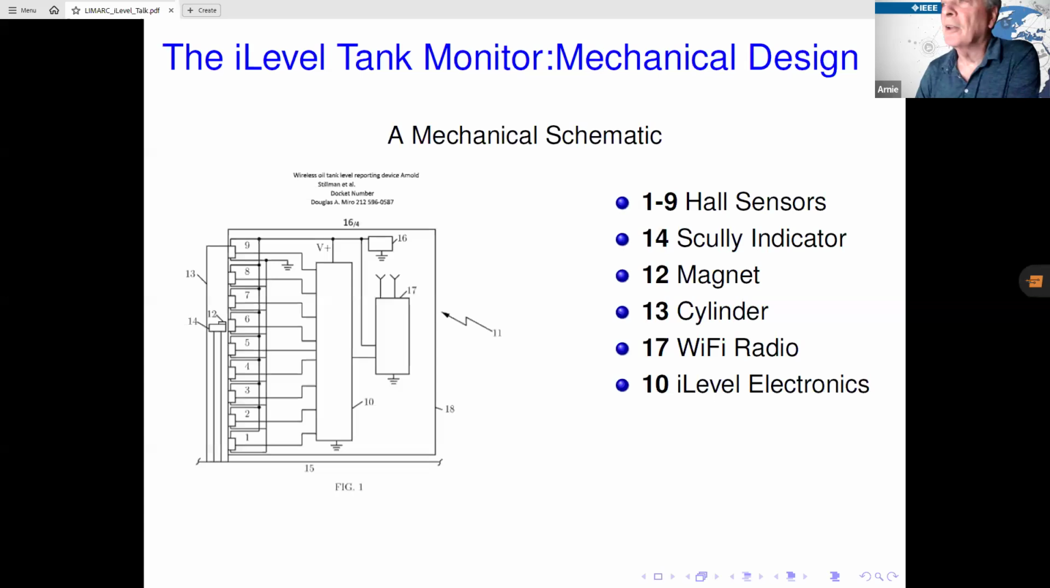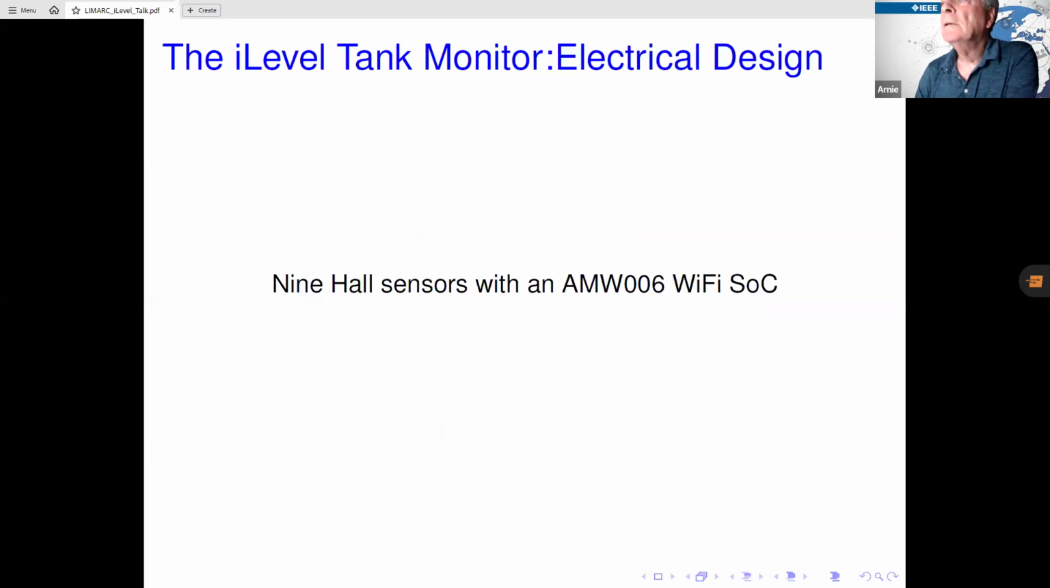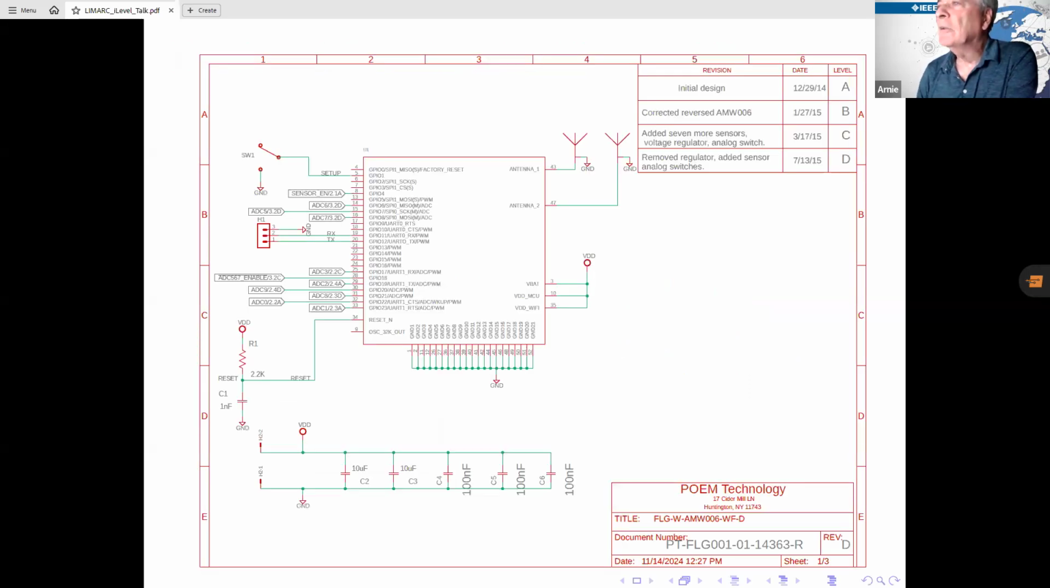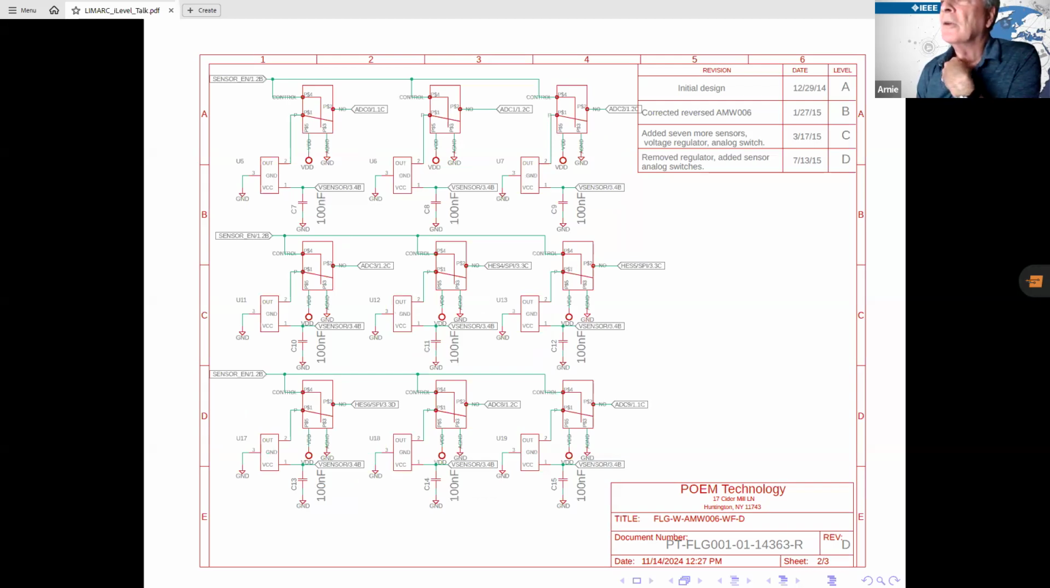Oh, I'm sorry, I mistook. It's not a cellular radio for our Hall sensors. It was a Wi-Fi radio. The actual Wi-Fi radio that we use is an AMW0006, which was made by the Zentri Corporation. That's now Sierra Wireless. The actual design of the circuit is here. That's the radio interface that you see there, with some power supply bypassing. And you can see the ADC channels on the left. This is the array of Hall sensors.